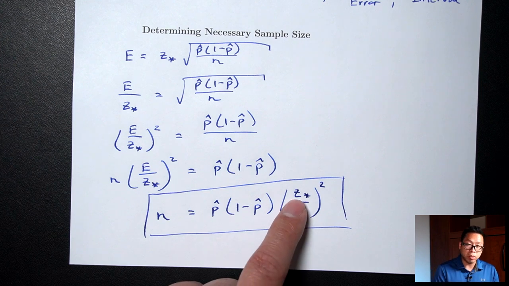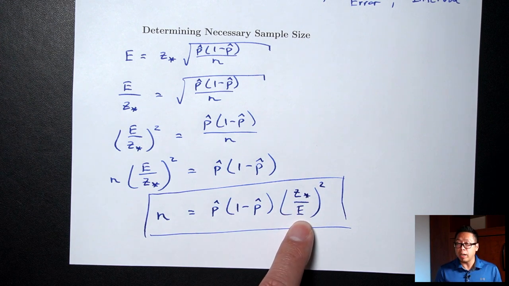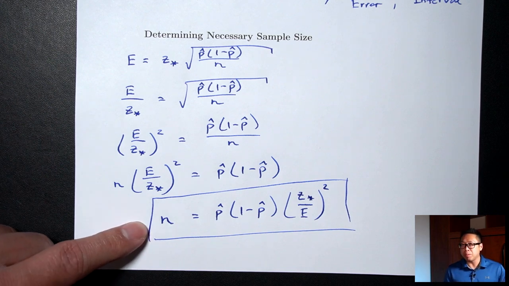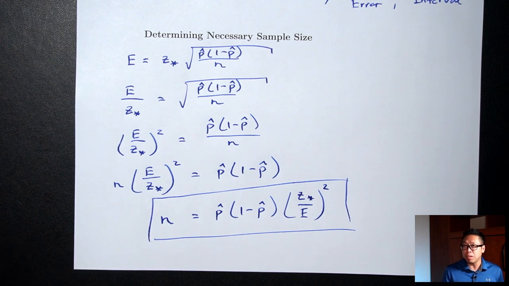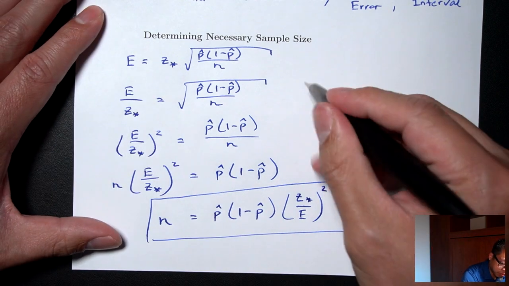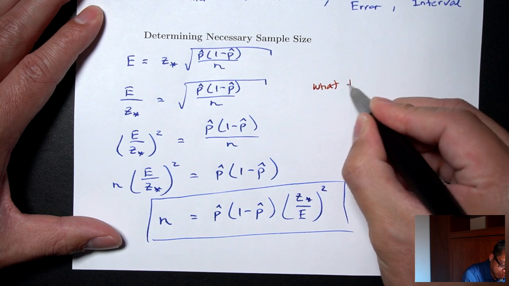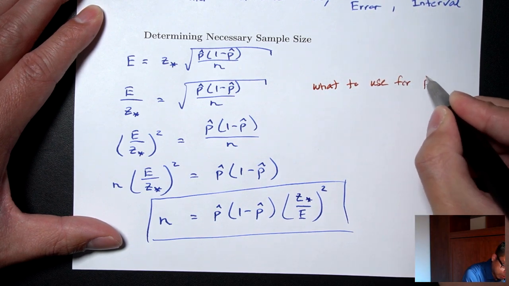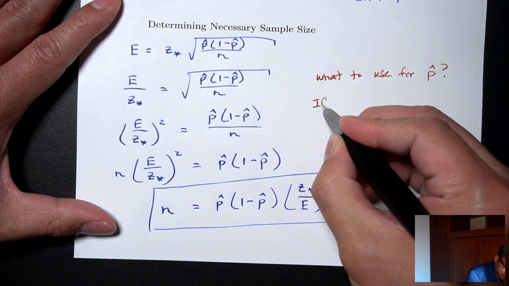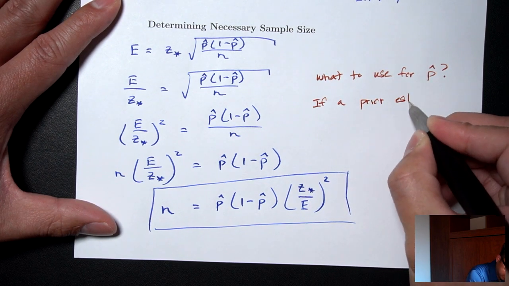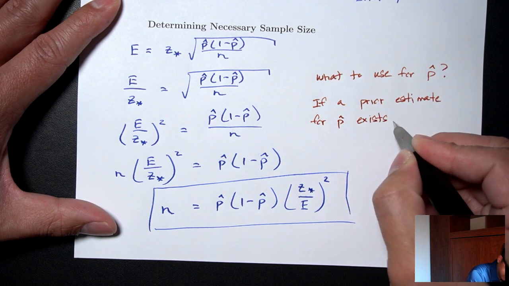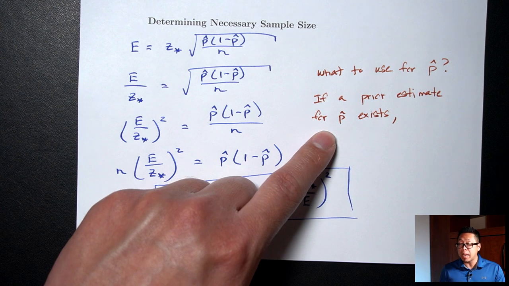In this formula, z star has to do with the confidence level. E is the margin of error. P hat, what's p hat? P hat is the proportion you get from the sample. But remember, we're looking for a sample size because we're in the planning stages of the study, so we don't have a sample yet. If you don't have a sample yet, what do you use for p hat? Well, if a prior estimate for p hat exists, so if someone else has done the study already and they have an estimate for p hat, we're going to use it.